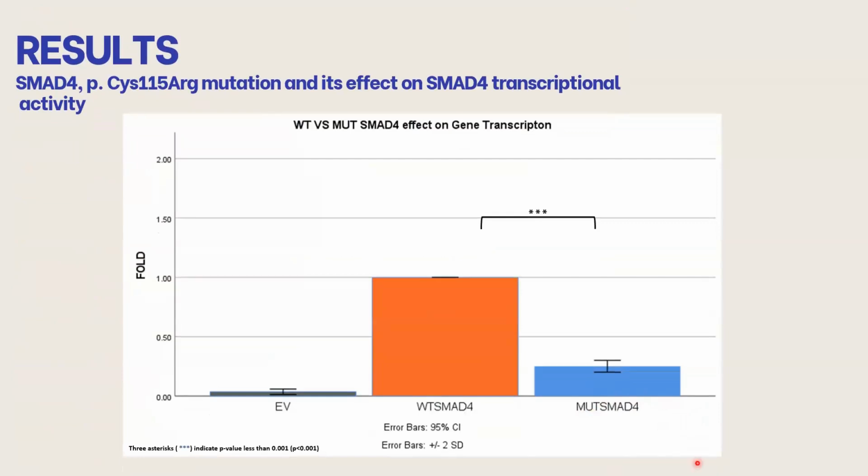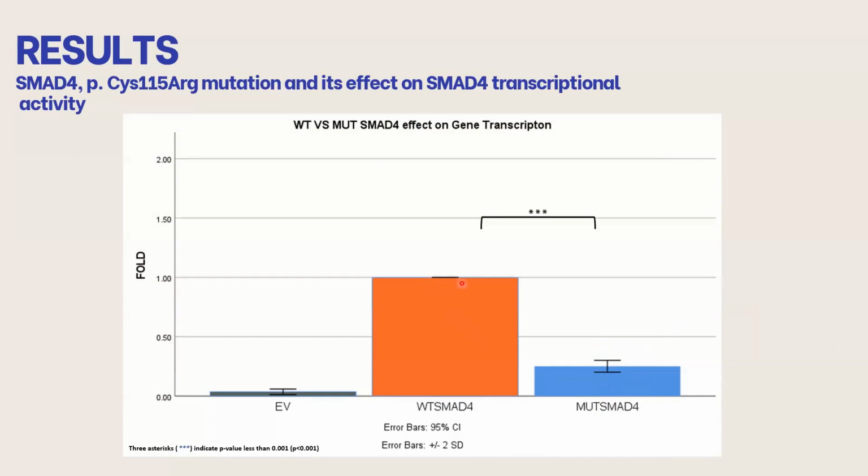Okay. Anyway, to assess the effect of the SMAD4 mutation on the transcriptional activity of the SMAD4 gene, we used a luciferase assay. These results show that the tested mutation, which is SMAD4 position 115 cysteine to arginine, decreased the SMAD4 transcriptional activity by 4-fold.